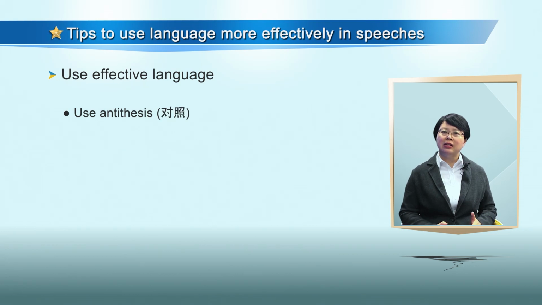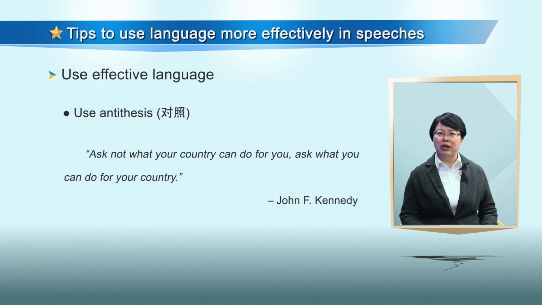To create a certain effect, I would like you to remember some tips. You can try to use these tips to make your language more powerful. First, you can use antithesis, 对照. It's a technique presenting contrasting ideas in parallel phrases. Look at this famous quote by John Kennedy in his inaugural address in 1961. Ask not what your country can do for you. Ask what you can do for your country.